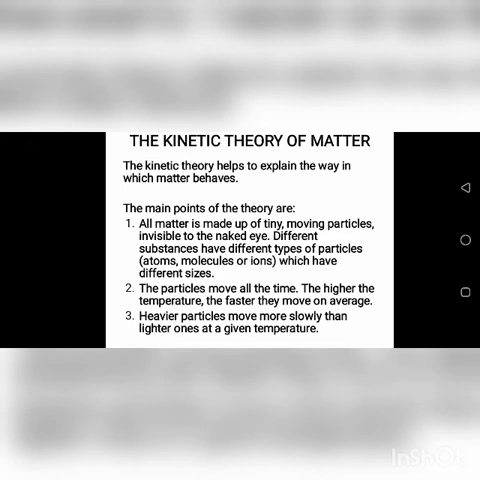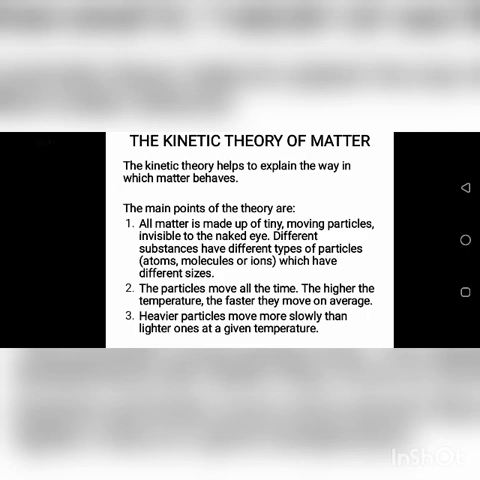The second one is that the particles move all the time. Particles in any state of matter, whether solid, liquid or gas, move all the time. The particles in a solid move in a fixed position. They vibrate. The particles in a liquid can move from one point to another, and likewise those of the gas.